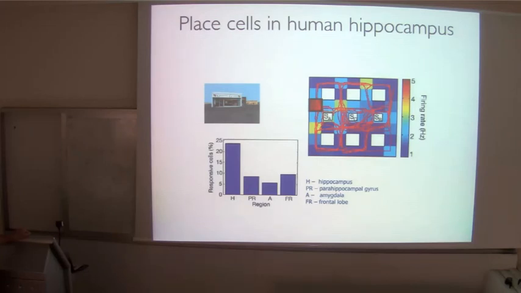Okay, so you've been to this talk by Yitzhak Fried, and some of these place fields also exist in humans, in the hippocampus. So this is just a slide to finish. I think that's it. That's what I wanted to tell you.